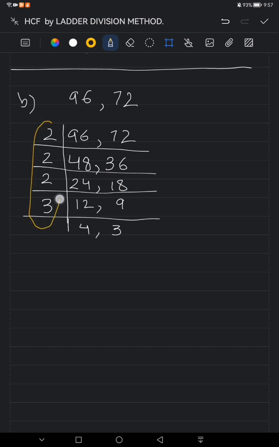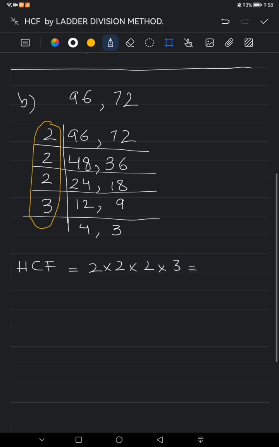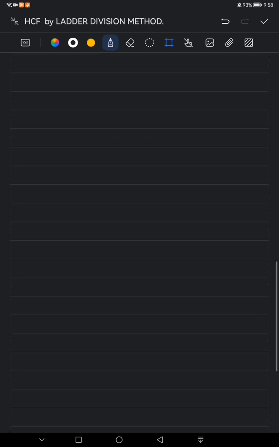The common prime factors we have written on the left side of the ladder, we are going to multiply them and find the HCF. So 24 is the HCF of 96 and 72. Let's do one more example.